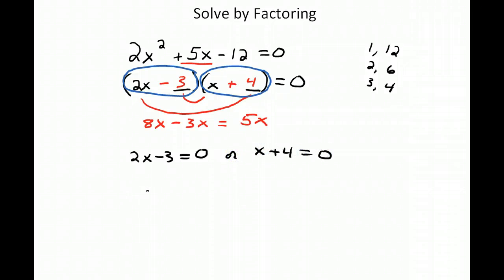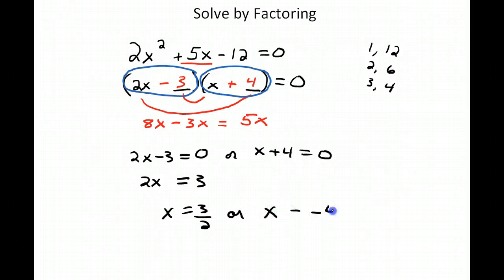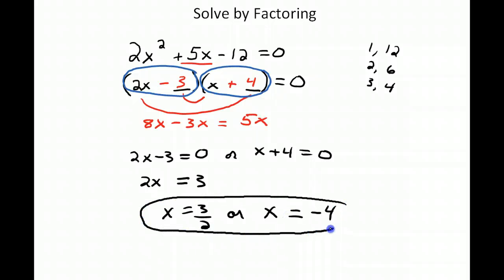And when I solve those, for this one I would add 3 to both sides and get 2x equals 3. So x equals 3 halves. Or, if I subtract 4 from both sides, I get x equals negative 4. So the solution that I get for this equation is x equals 3 halves or x equals negative 4.